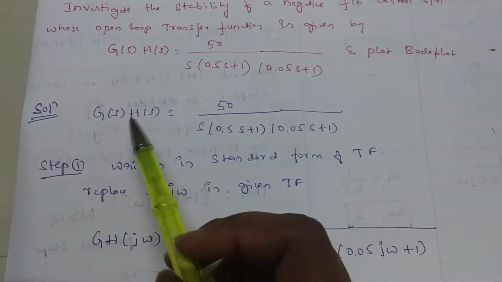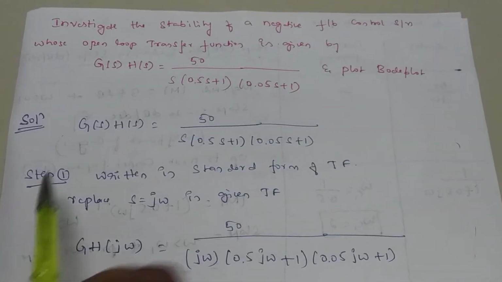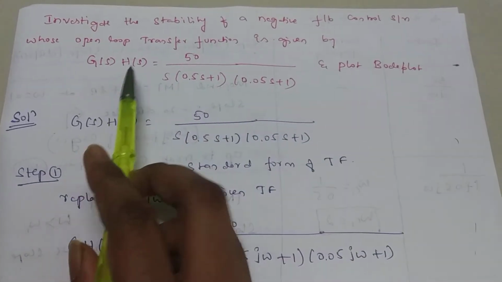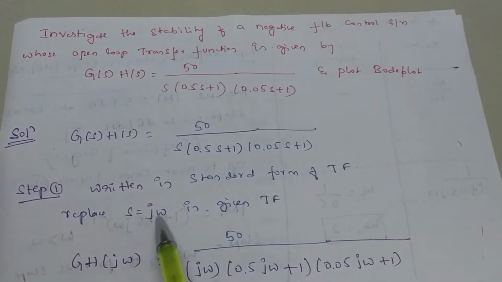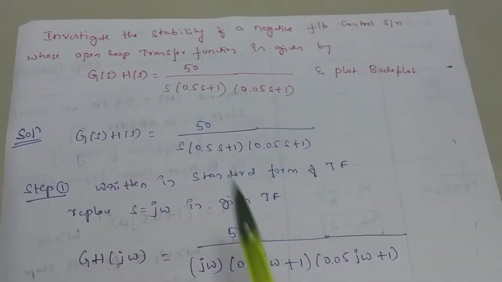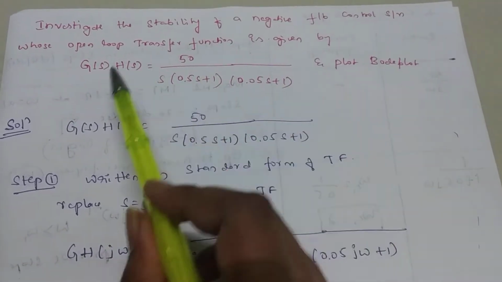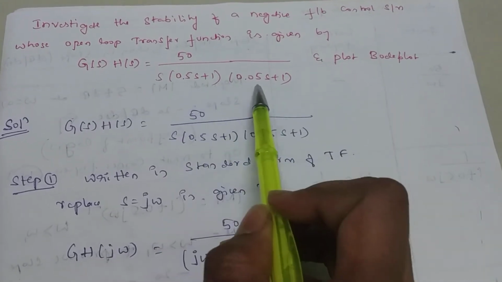See here, in the solution, what is the first step to plot a Bode plot? The main procedure is to write it in a standard form and replace the s value with j omega. This is already in a standard form, so we need to replace s with j omega.